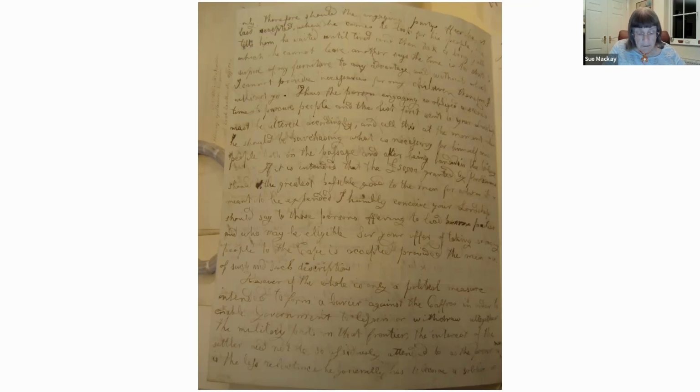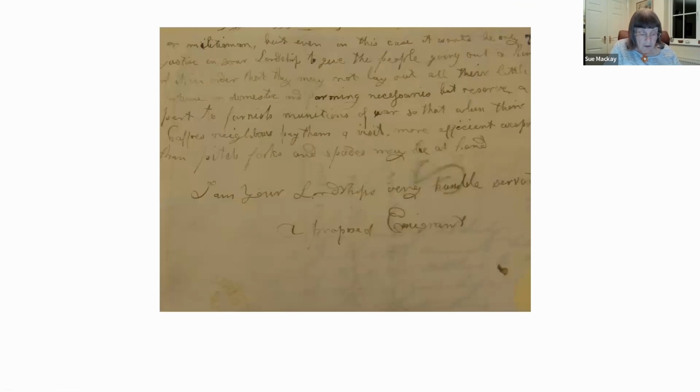However, if the whole is only a political measure intended to form a barrier against the Kaffirs, in order to enable government to lessen or withdraw altogether the military posts on that frontier, the interest of the settler need not be so assiduously attended to, as the poorer a man is, the less reluctance he generally has to become a soldier or militiaman. But even in this case, it would only be justice in your lordship to give the people going out a hint of it, in order that they may not lay out all their little fortune on domestic and farming necessaries, but reserve a part to furnish munitions of war, so that when their Kaffir neighbours pay them a visit, a more efficient response than pitchforks and spades may be at hand. I am your lordship's very humble servant, a proposed emigrant.